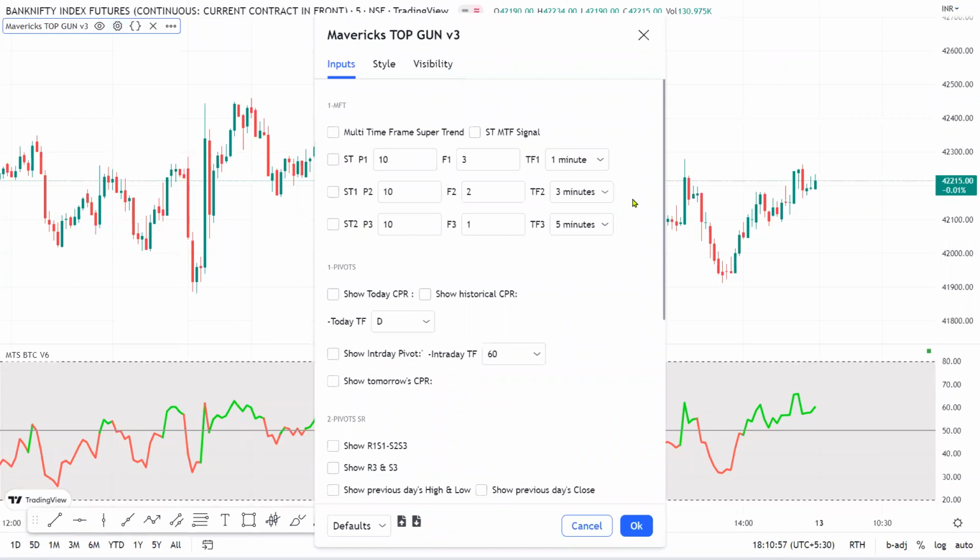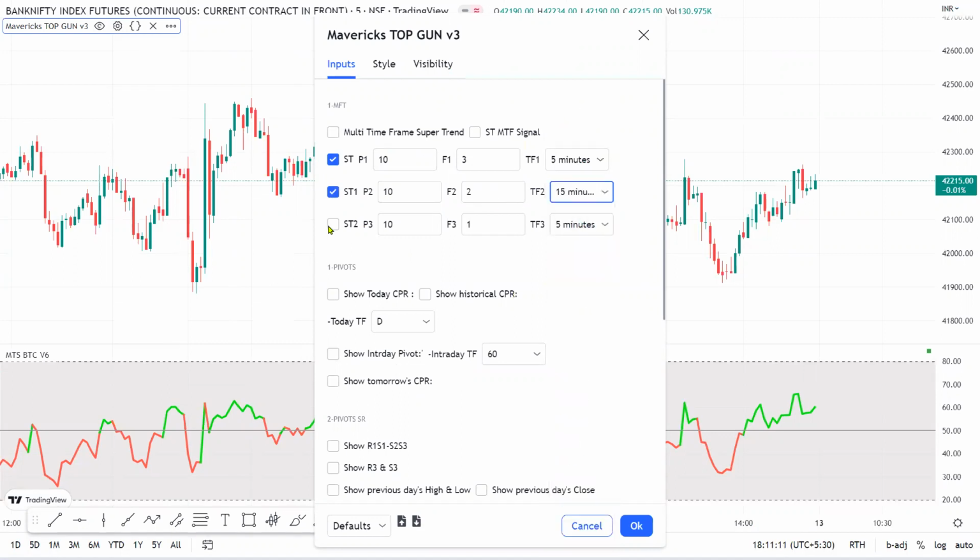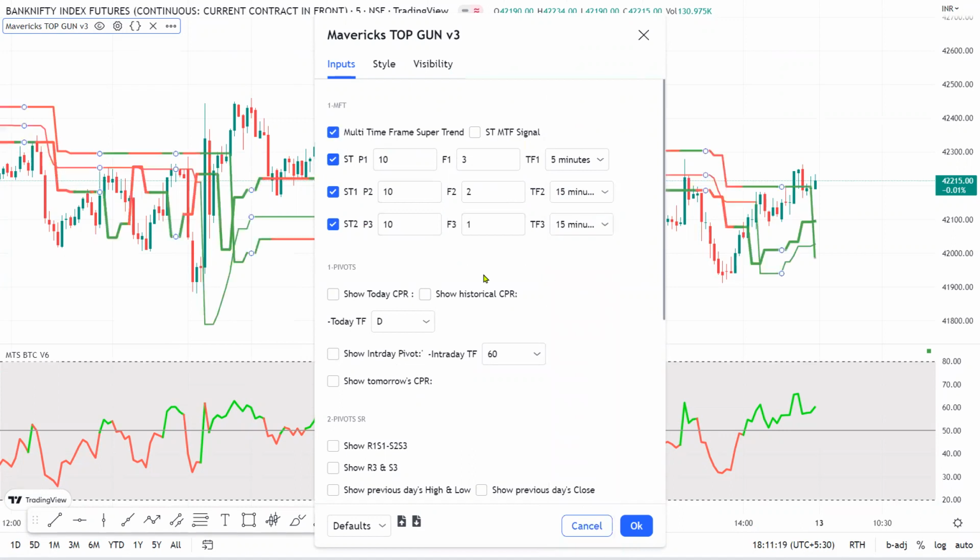So we're going to take 3 super trends. The first one is going to be 10-3 and we'll make it 5 minutes. Second one, 10-2. We're going to make that 15 minutes. Third one, 10-1. We're going to make that 15 minutes. That's it. We're going to click and we're going to get all our 3 super trends.